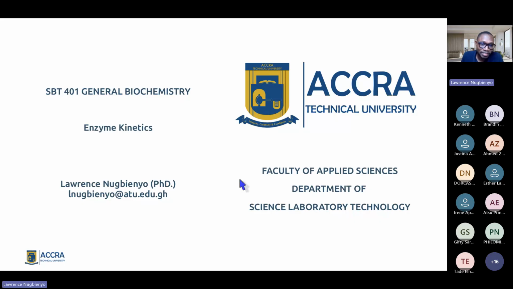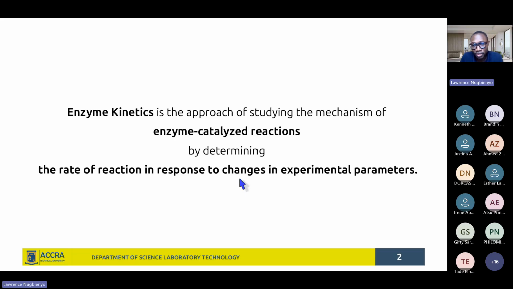So we can start. First of all, to understand what enzyme kinetics is. You remember we studied the factors that influence enzyme activity. That was in the previous lecture, where we looked at factors such as enzyme concentration, substrate concentration, temperature, and pH as major factors that influence enzyme activity.